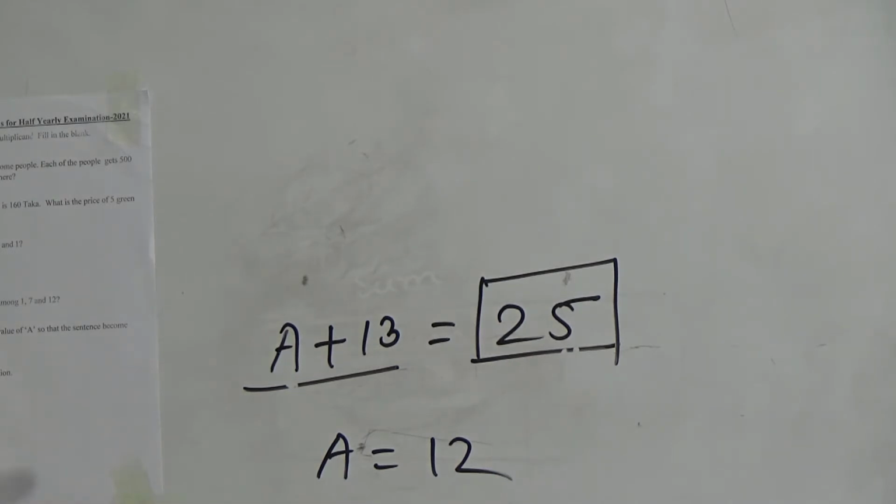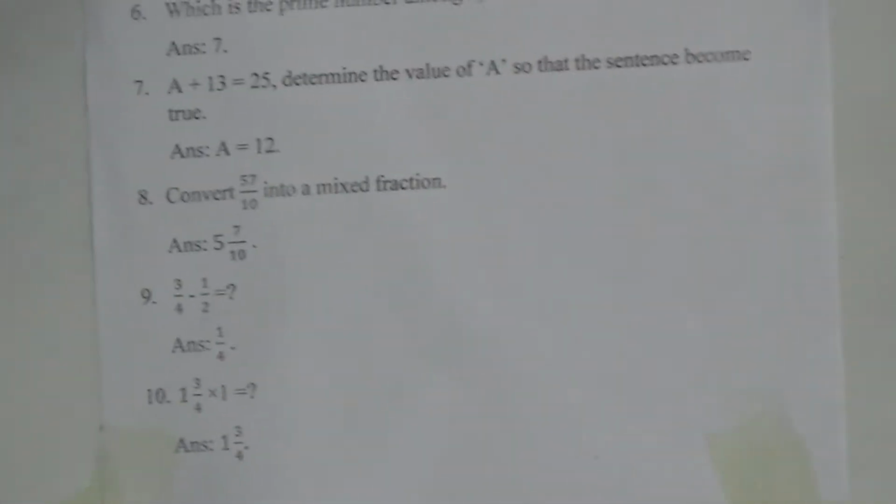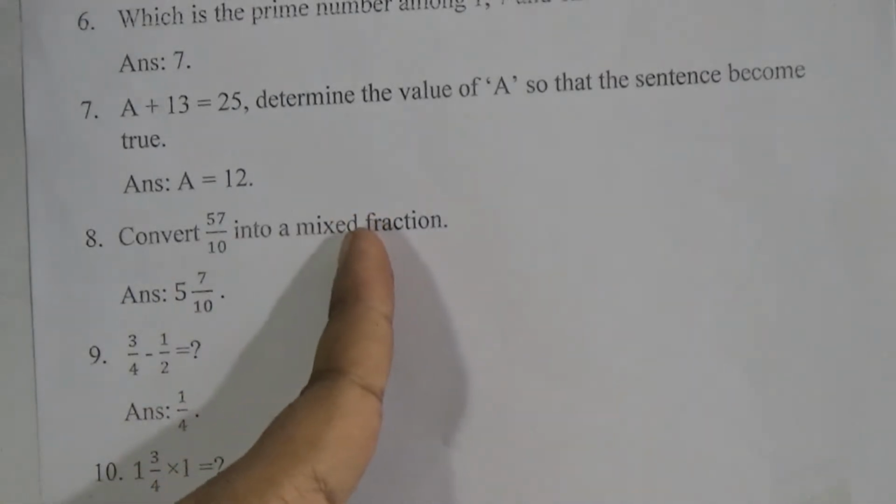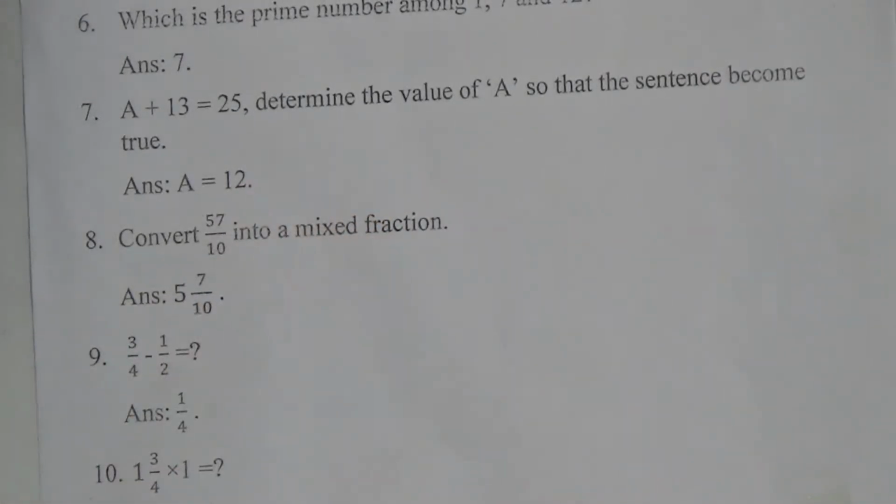Question number 8. Convert 57 by 10 into a mixed fraction. And this is an improper fraction. We know that in order to make it a mixed fraction, we divide this 57 by 10. Notice 57.